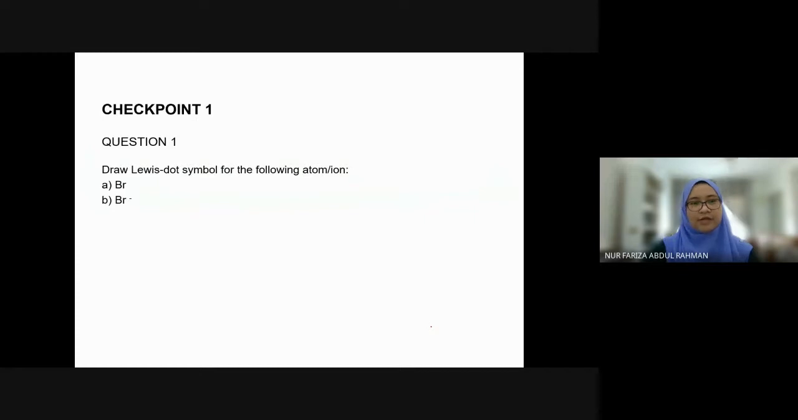Right, moving on. Draw the Lewis dot symbol for the following atoms or ions. Okay guys, please do this, I give you 1 minute. 1 minute for bromine, bromide and also bromide, okay?